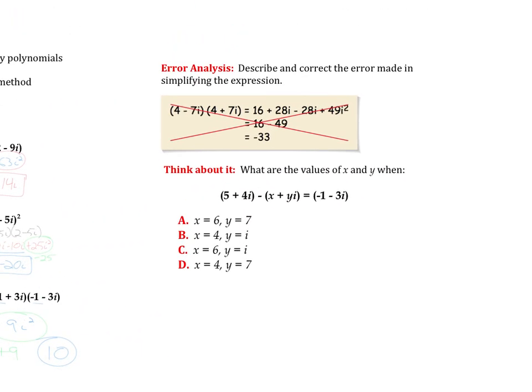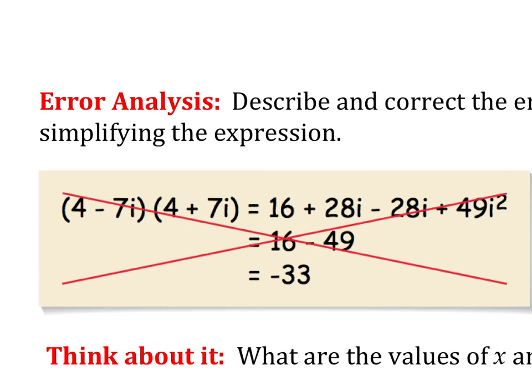All right, we need to describe and correct the error made in simplifying this expression. And then we have what are the values of x and y when given this expression. So let's do the find and correct. Okay. So it looks like someone made a whoopsie-daisy when dealing with this distribution.